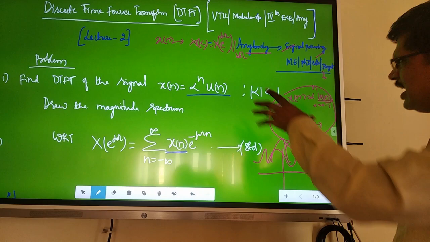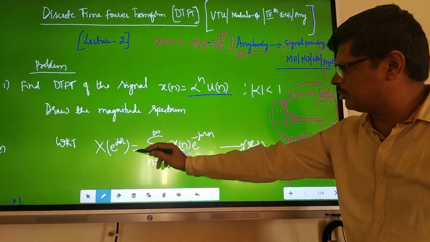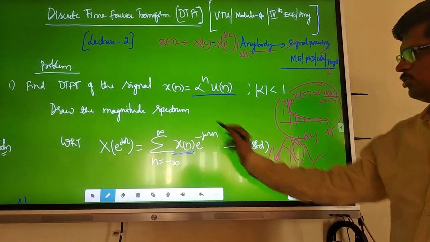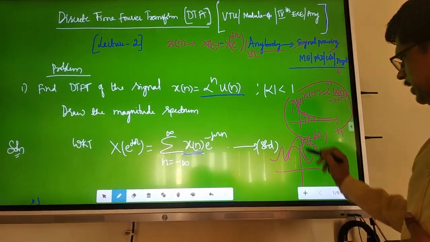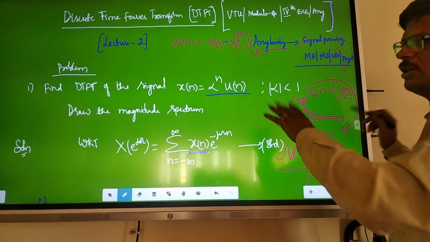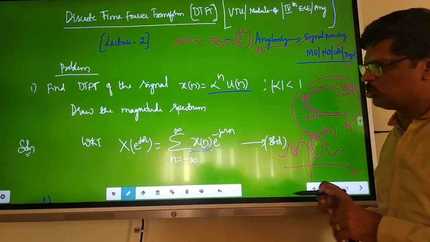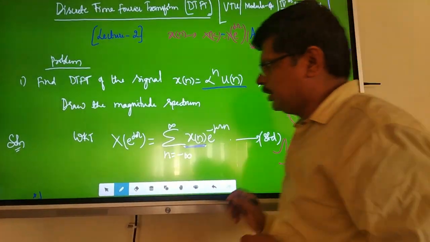Now, let me first convert x of n from time domain to frequency domain using a standard equation, and then later draw the frequency spectrum like this. Then from this spectrum you can see and analyze lots of things, right?